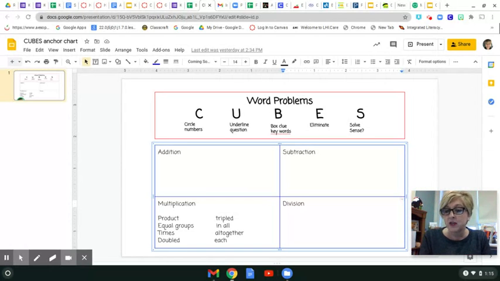Yesterday and Tuesday, Mrs. Gannum talked to you about multiplication story problems. And on Monday, we started this chart to help us understand some clue words to look for when we're solving problems and what CUBES means. How does that acronym help us to know what to do to solve a problem?